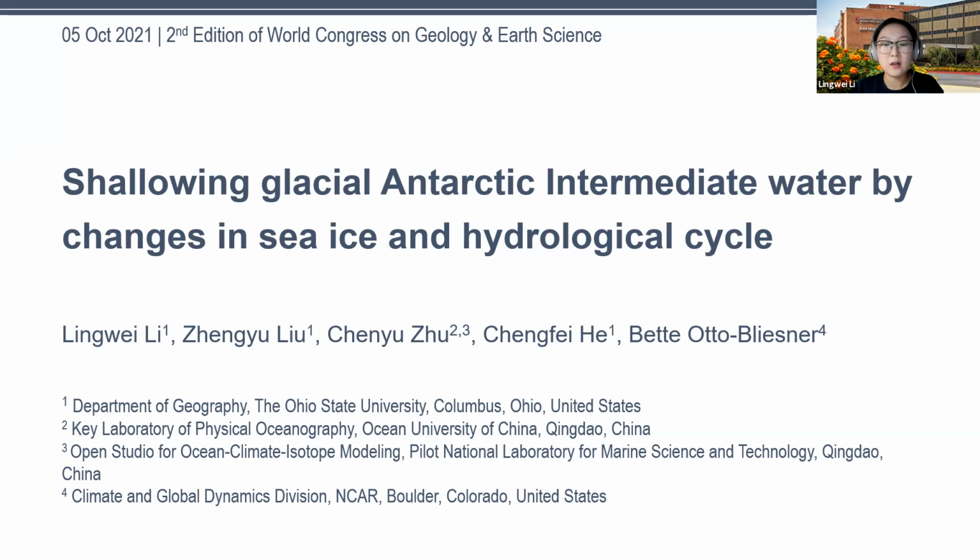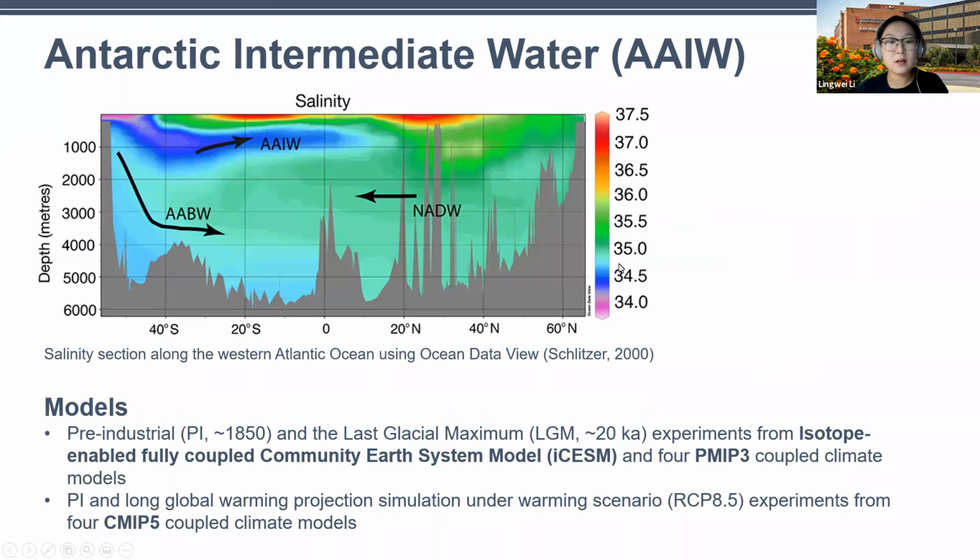Today, I'm gonna talk about shallowing glacial Antarctic Intermediate Water caused by changes in sea ice and hydrological cycle. The Antarctic Intermediate Water is characterized as the salinity minimum water mass at intermediate depths. It could transfer surface ocean properties into the ocean interior, such as nutrients and atmospheric carbon dioxide.